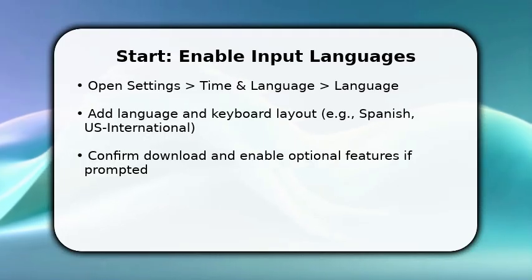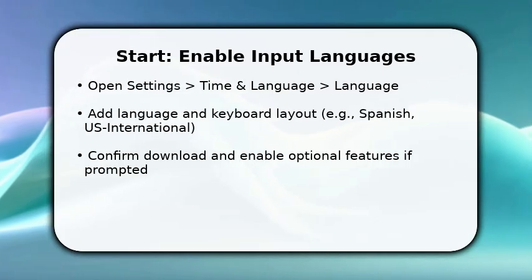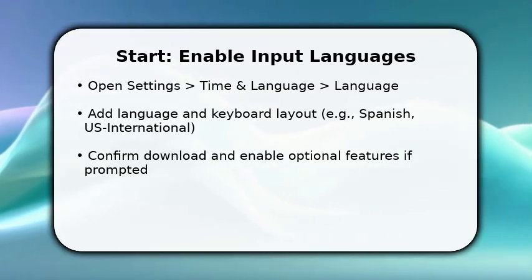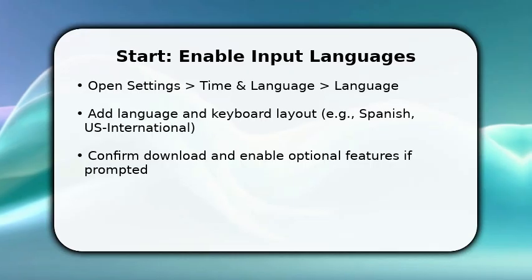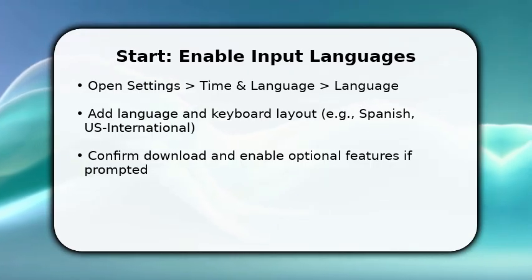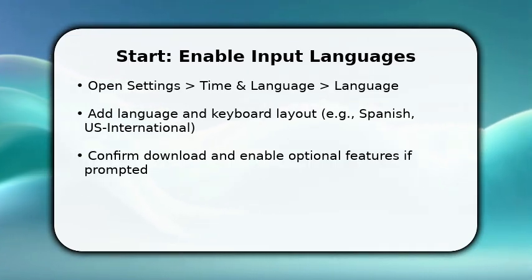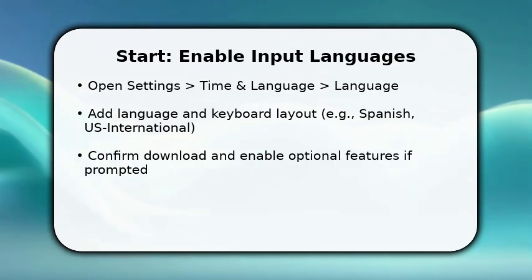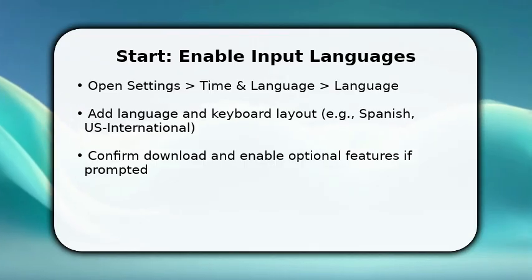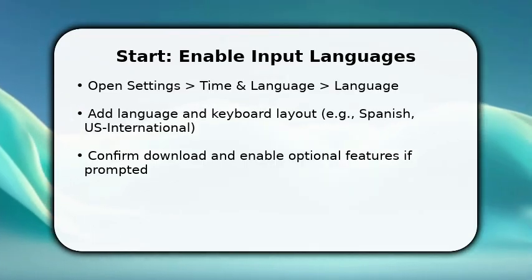You begin by adding the languages you want. This is the first actionable step. Open Settings, go to Time and Language, then Language, and choose Add a Language. Select the language and pick the keyboard layout you need. Make sure to include any regional variants. Once done, Windows may download language features. Allow that. You're setting the system-level inputs so applications will detect them automatically, which avoids per-app configuration later.